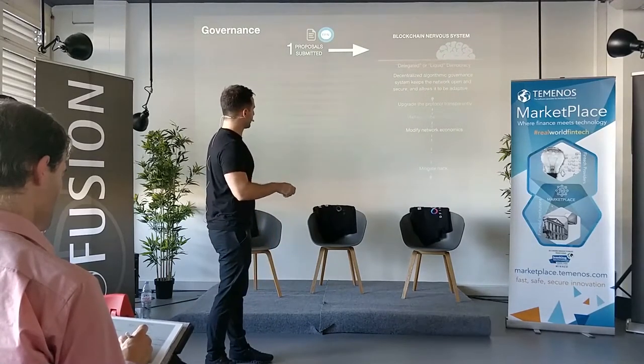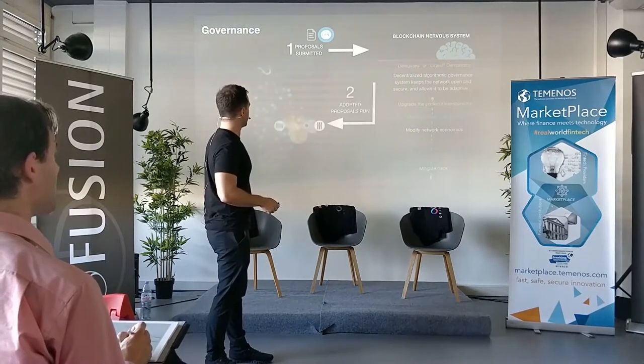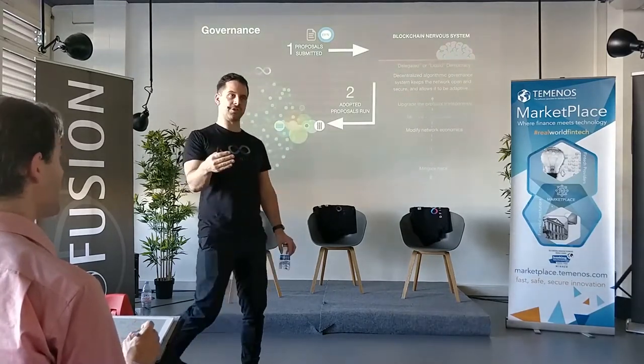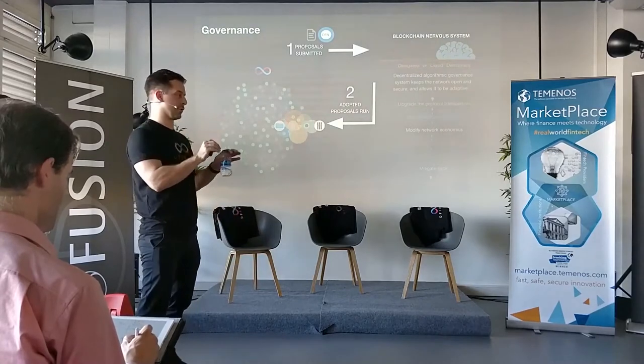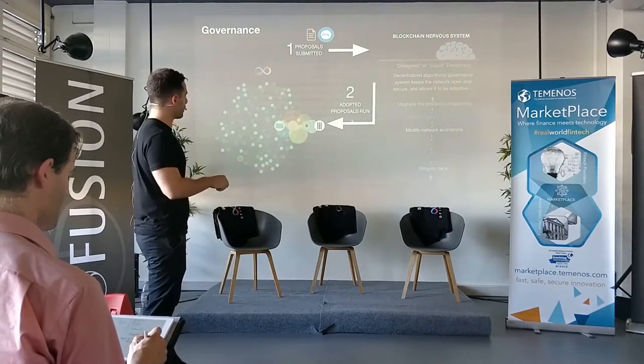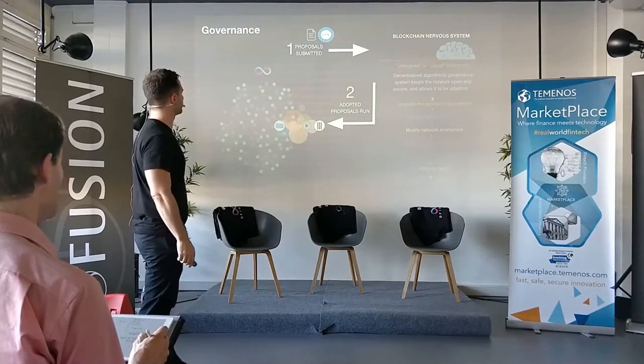Here are just some examples. And then what that does after the voting has run and all those neurons have voted for one of the proposals, it's automatically adopted and then run on the network.